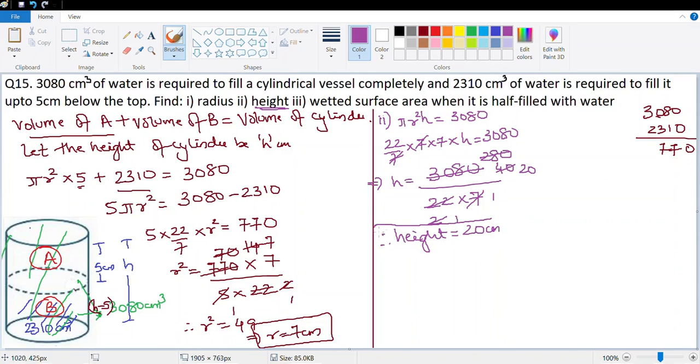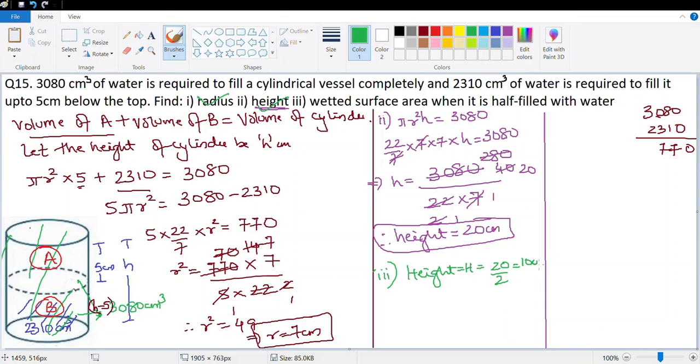That's the second part of our question, where they wanted us to calculate the height of the cylinder. So we've calculated the radius, we've calculated the height. Next, the wetted surface area when it is half filled with water. Now the new height that they are talking about, so for part 3, the height is given equal to half, which means 20 upon 2, which is equal to 10 centimeter.